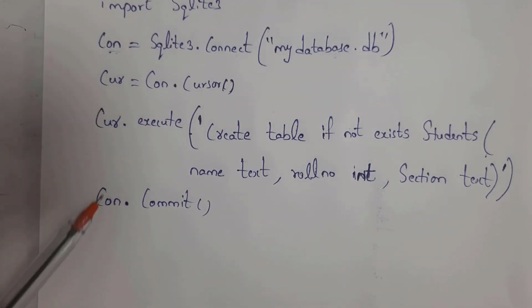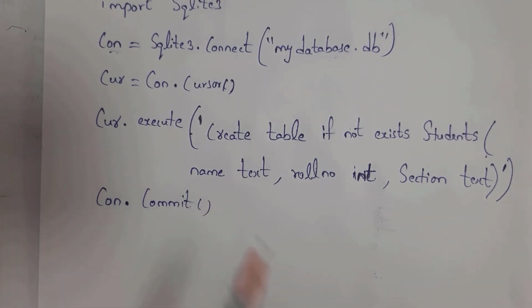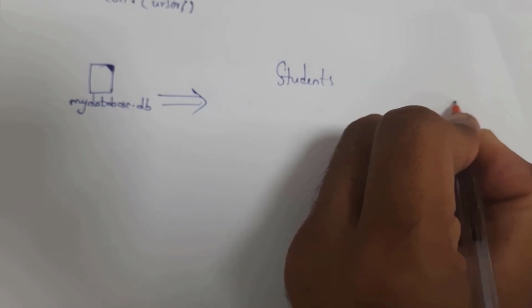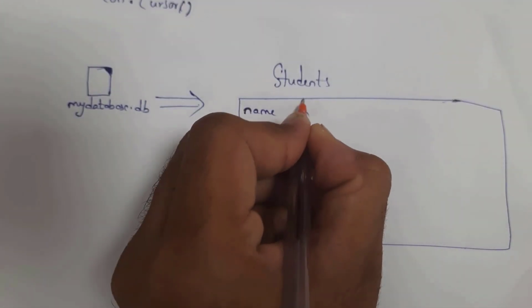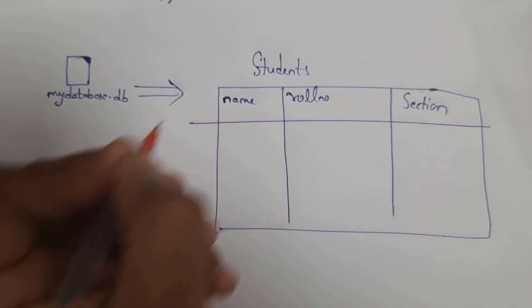Whenever I run these 3 lines of code, it will create a table. The table name is students and it will insert 3 columns. One column name is name, another column name is roll number and another column name is section. So inside my database, it will create a table. The table name is students and the students table contains 3 columns: name, roll number and section.